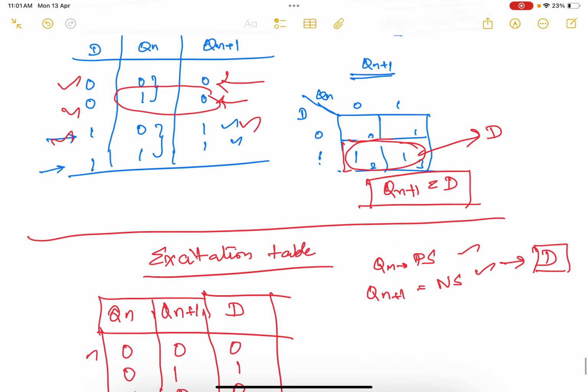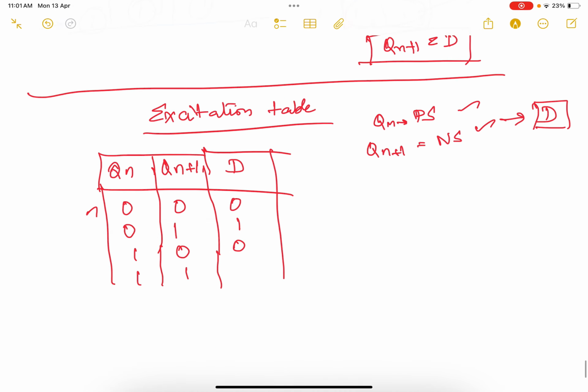Finally, we go with the final condition, where both the present state is 1 and the next state is also 1. That is, Qn equal to 1 and Qn plus 1 is also 1, meaning both are 1. What is the mandatory input when both are 1? It is 1.